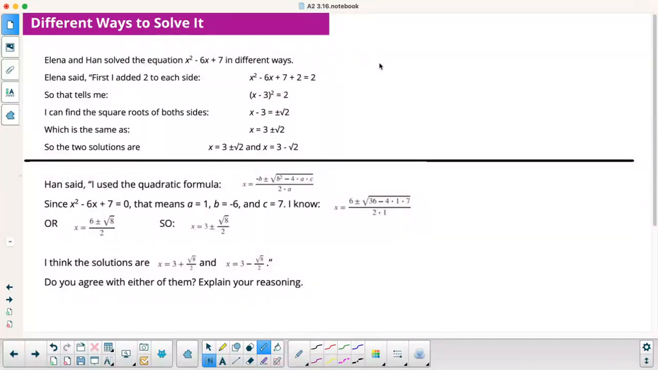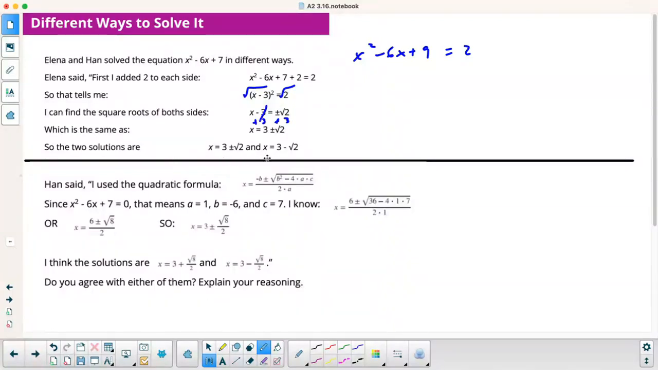Because if you look at this here, x squared minus 6x plus 9 would be on the left. And then she said, oh, okay, I could factor that. It's x minus 3 times x minus 3. And then she square rooted both sides, and then added 3 to both sides. So I got x equals 3 plus or minus square root of 2.